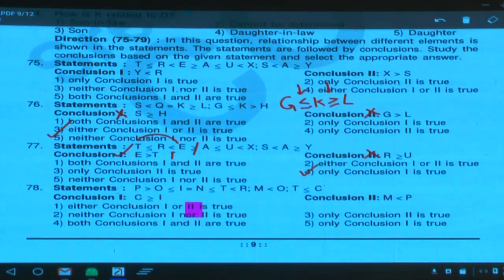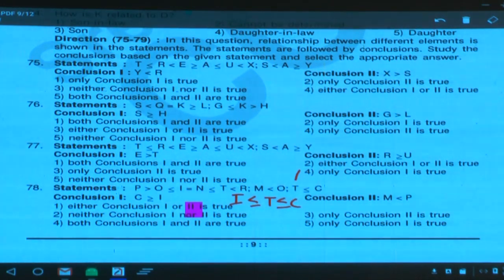Then 78. Now question number 78, the relation between C and I. I is here and C is here, the letter which is common is T. Now what is the conclusion between I and T? I lesser than or equals to T, T lesser than or equals to C. That means I lesser than or equals to C is definitely true. That is, C greater than or equals to I is also true.